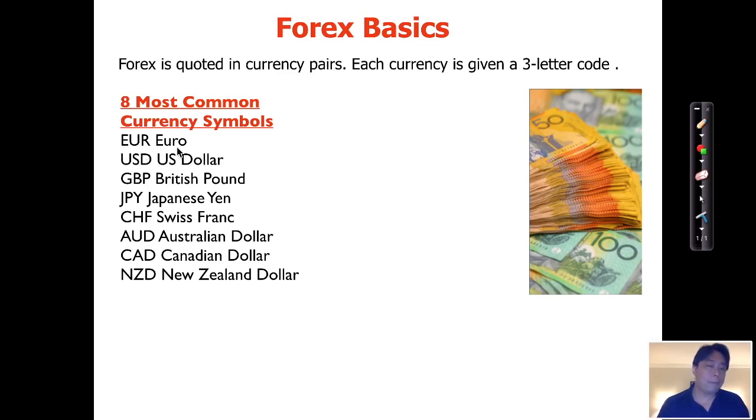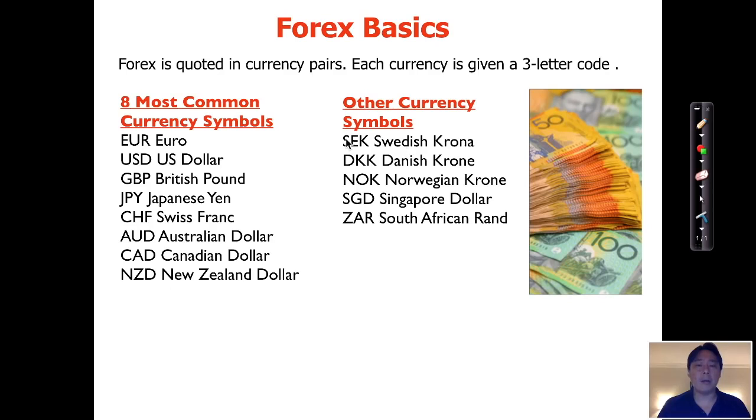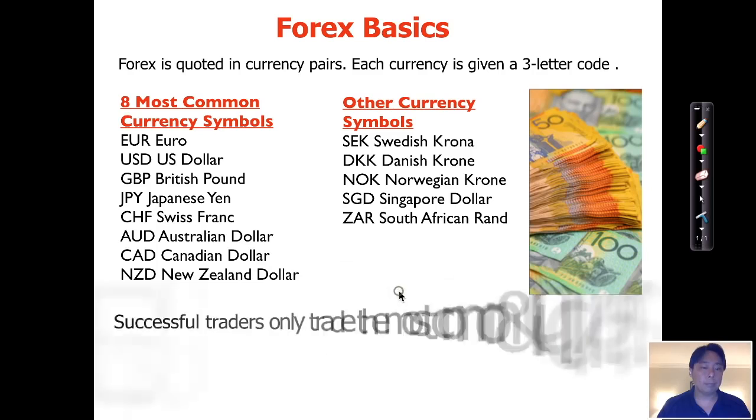EUR is the euro, USD is the US dollar, GBP is the Great British Pound, JPY Japanese yen, CHF is the Swiss franc, AUD the Australian dollar, CAD Canadian dollar, and NZD the New Zealand dollar. So these are the 8 most common currency symbols that we will be trading. We won't be trading Zimbabwe dollars or Singapore dollars. No, that's too exotic, all right? Main currency pairs. So again, these are other currency symbols that we won't be trading, right? At least I don't trade them.